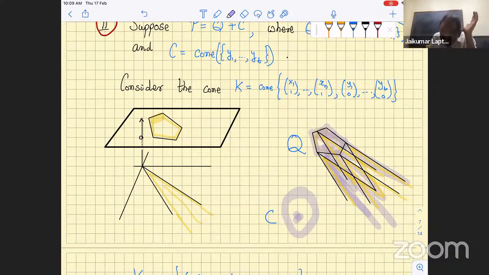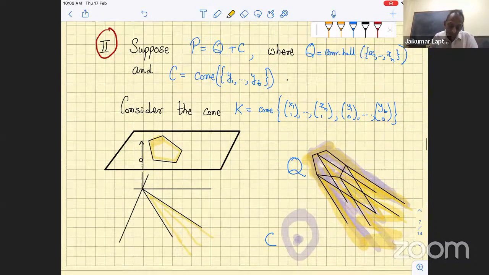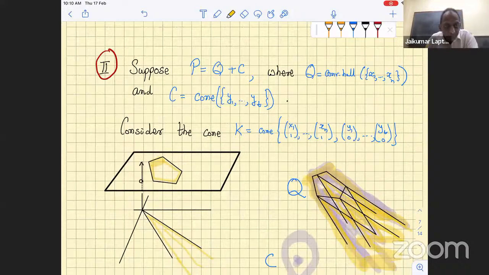Now I would like to describe this object which I have got here by a system of equations. They have given me this. How do I generate it using a system of equations? Where will I get my system of equations? I will get it by appealing to the theorem from last time, which tells me how to go from generators to a system of inequalities, not system of equations, system of inequalities in the case of cones.